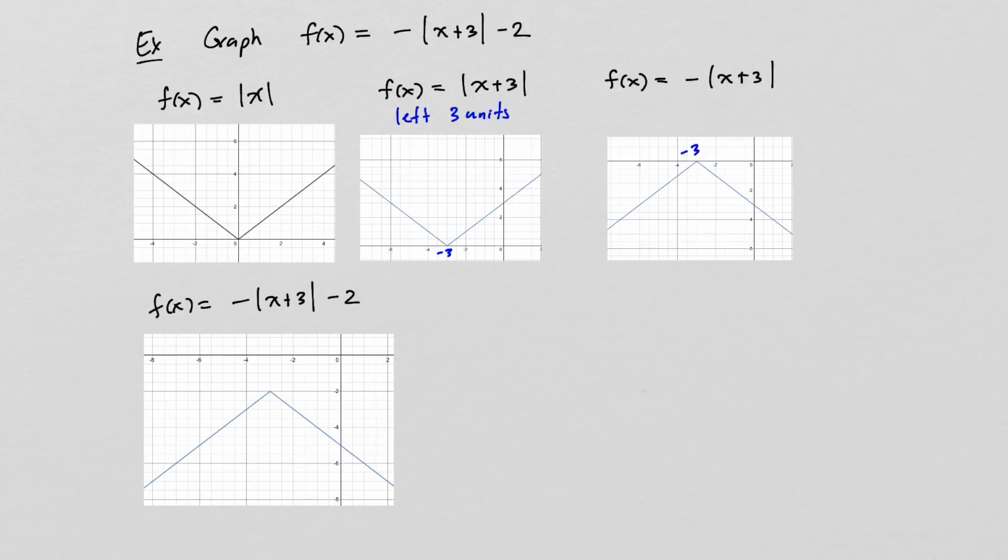Notice that we took the original graph, shifted it 3 units to the left, which gave us this graph, reflected it over the x-axis, which gives us this graph, and then finally moved it down 2 units, which gives us this final graph here. So this is called graphing by translations and reflections. Notice that what I'm not doing is plugging in points for x. You can always do that, but this is a slightly more sophisticated way to graph some functions. Okay, so that concludes 2.5 and 2.6.